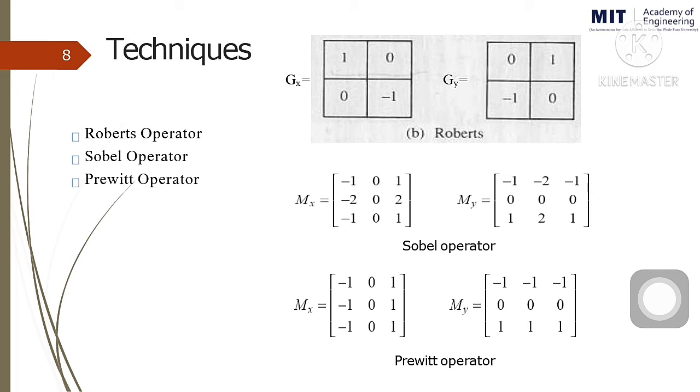Techniques: Roberts operator, Sobel operator and Prewitt operator. Here is an example of the Roberts operator. Gx is equal to a 2 by 2 matrix [1 0; 0 -1] applied to the gray image, and Gy uses [0 1; -1 0]. The values of the 2 by 2 matrix are multiplied with the image to get the output image.